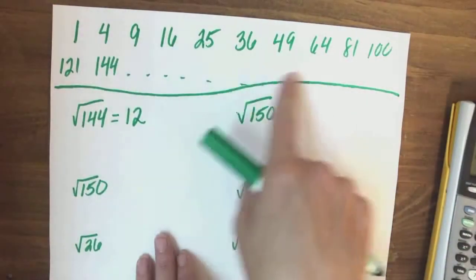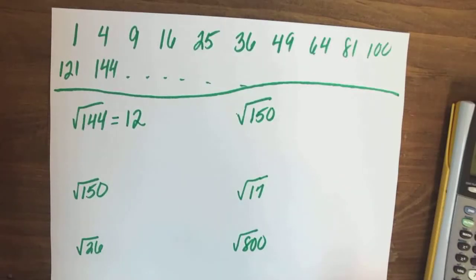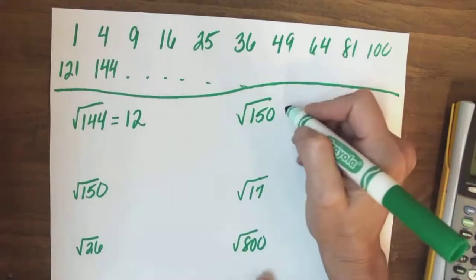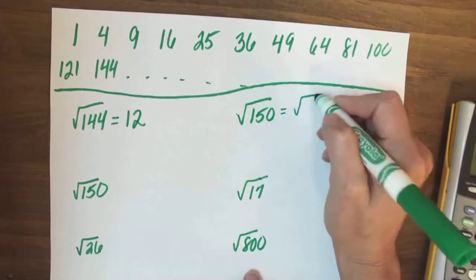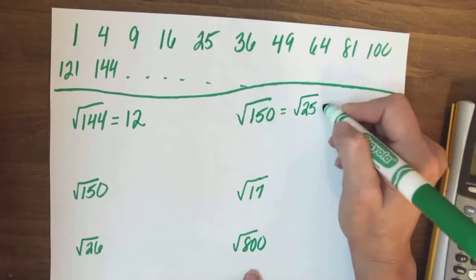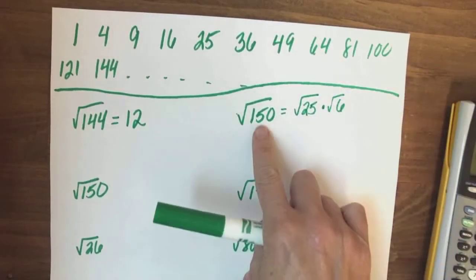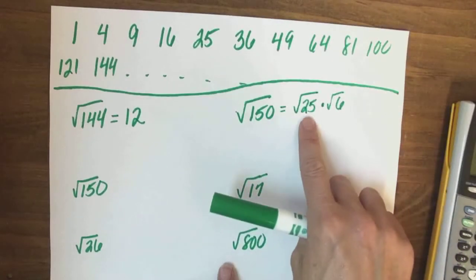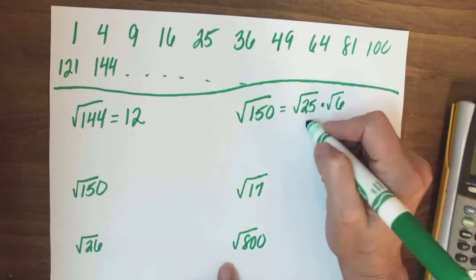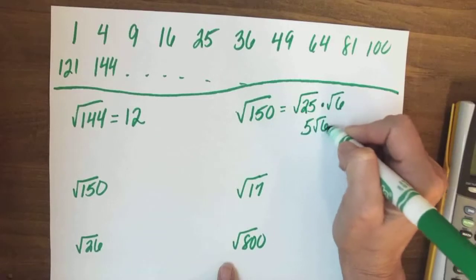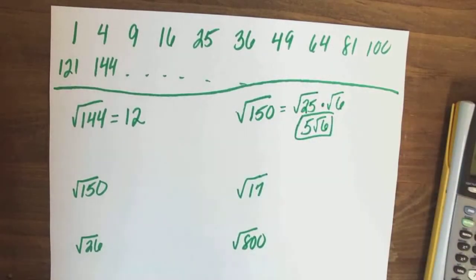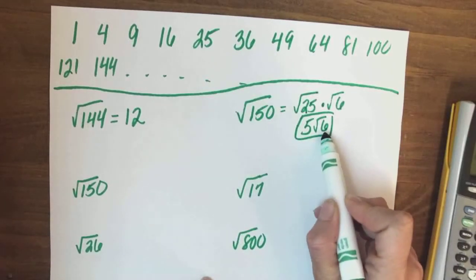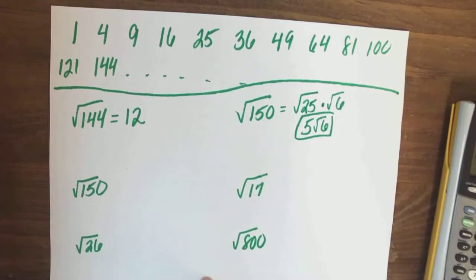So here's what you need to do when you want to simplify them. You want to look at your perfect squares and find the largest one that goes into, or divides evenly into, the number. I like to think of 150 better as 25 times 6. So the square root of 150 is the square root of 25 times the square root of 6. The reason I like that is because the square root of 25 I know is 5. I don't know the square root of 6, so I leave it. So it's a way of simplifying it, or writing it with a smaller number underneath the root symbol.